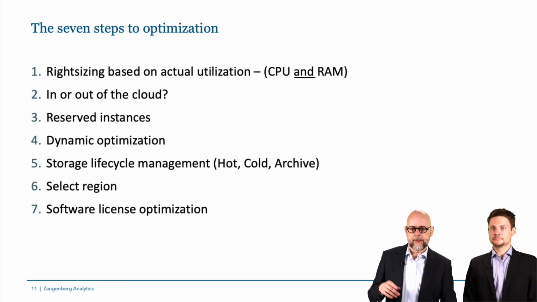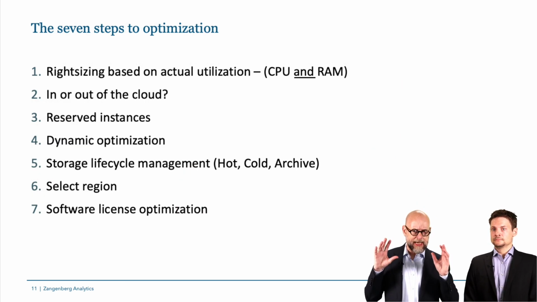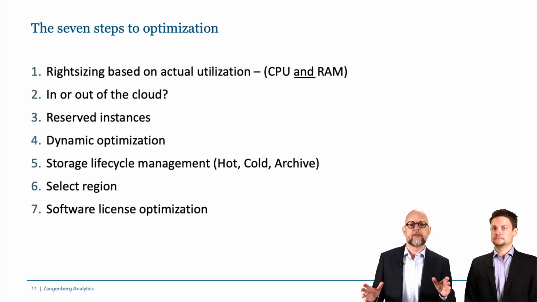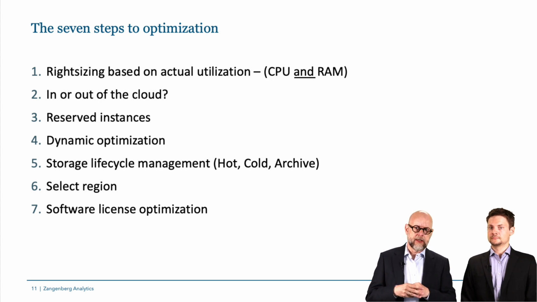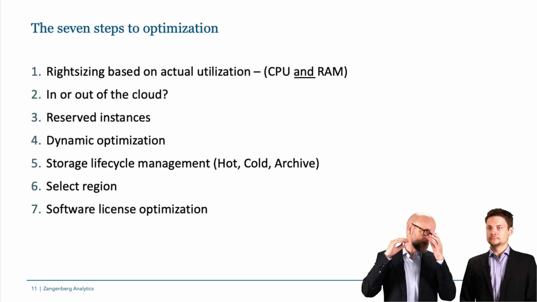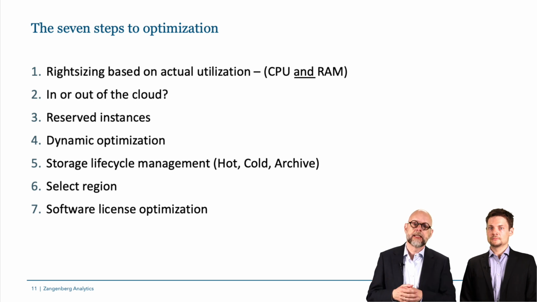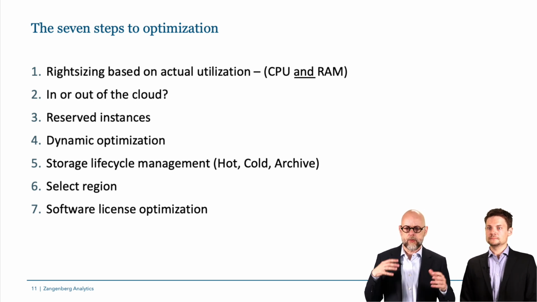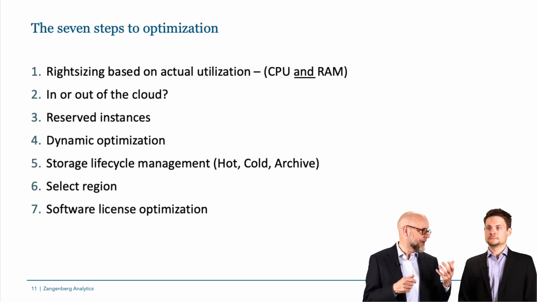Now, we need to look at the optimization levers, what you can do in order to optimize. Basically, we are looking at least 7 different levers here. I'll just go through them very briefly, and then we'll go into details. One of them is rightsizing based on actual utilization. We'll spend a lot of time on that.